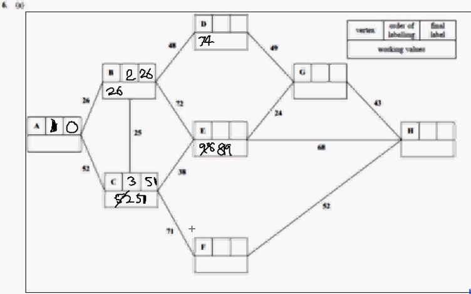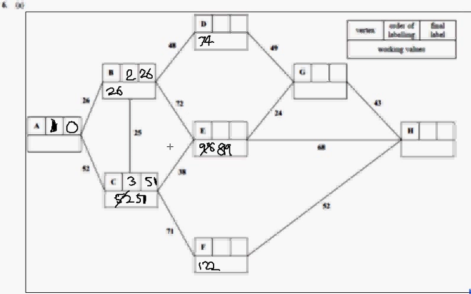Or we could go to F, so we could get 51 plus 71 is 122. So we could get to F in 122. That's possible. Can we get anywhere else? No, that's it. So we do that second phase again, looking across the whole network.